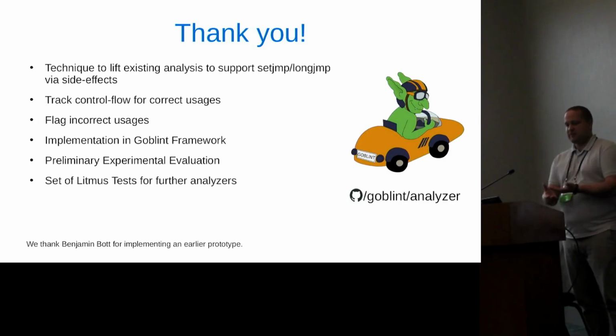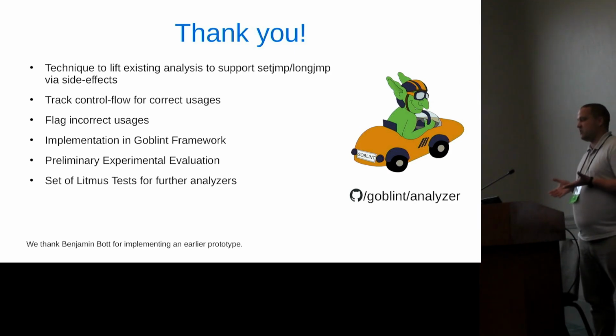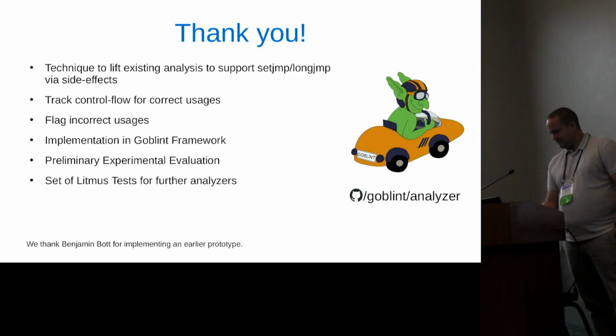Yes, so to sum it up, what we have given is a technique to lift existing analysis to support setjmp, longjmp, and we have made use of side effects to do this in a convenient way. We track the control flow for correct usages, so we are sound if people are using it correctly. We also flag issues if people are using it incorrectly. And we have implemented all of this in the Goblin framework, done some preliminary experiments, and have also provided a set of litmus tests for future analyzers. And with that, I'd like to thank you and look forward to your questions. Thank you.